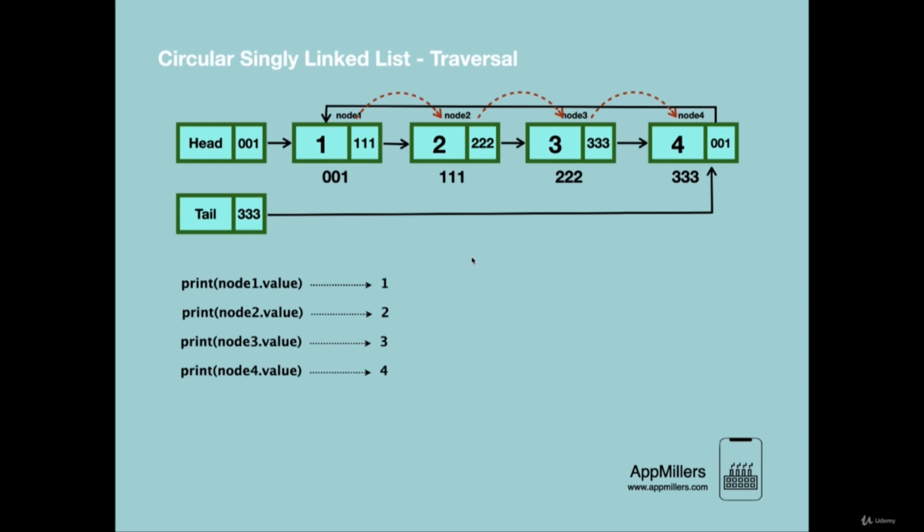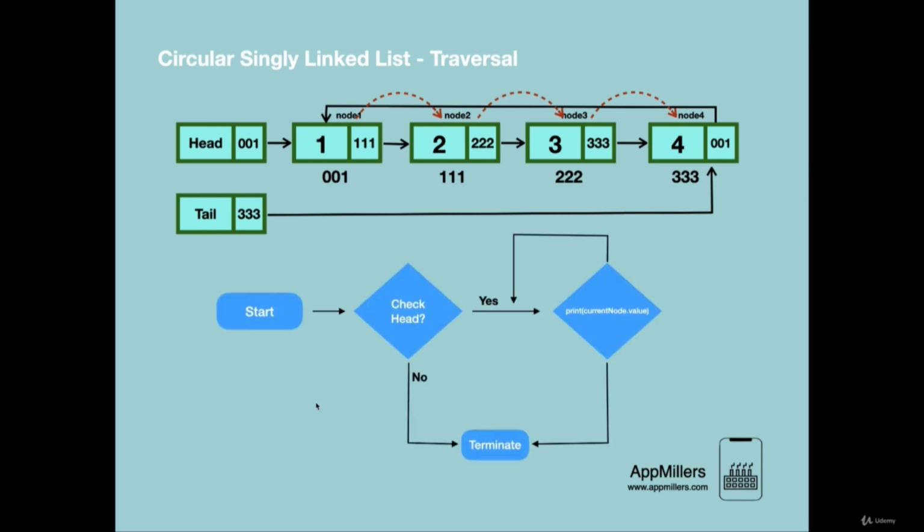So with this, traversal of circular single linked list is completed. Okay, let's see how the algorithm of traversal of circular single linked list looks like. So the algorithm looks like this.